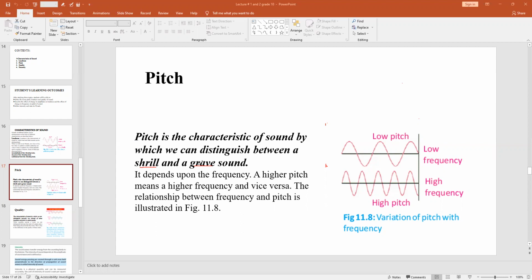So the other sound is a grave sound. What is a grave sound? Grave sound is a thick sound, and whenever you have a thick sound, the frequency will be low.